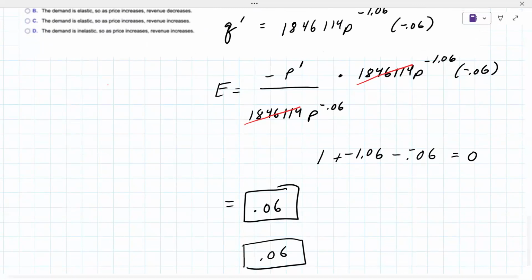Okay. And then there's this definition that I have to look up about whether it's inelastic or elastic. And it has to do with whether it's relative to one. So let me look this up. Okay. I never remember it.